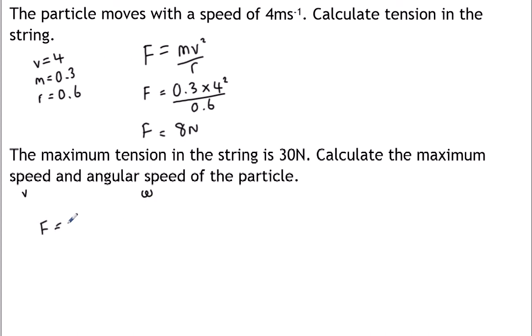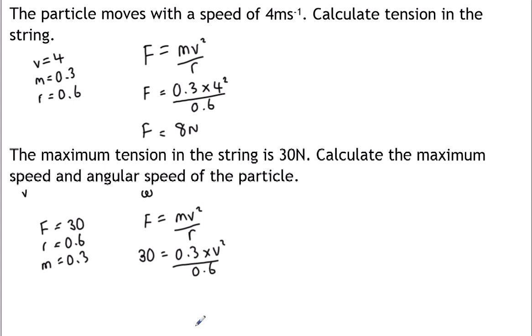So what have we got then? The force this time is 30, so we've got up to the max. We still know the radius is 0.6, we still know the mass is 0.3, so if we find v first, so if I use F equals mv squared over r, 30 equals 0.3 times v squared over 0.6. So to rearrange that, you need to times the 30 by 0.6, divide it by 0.3, and then square root it.